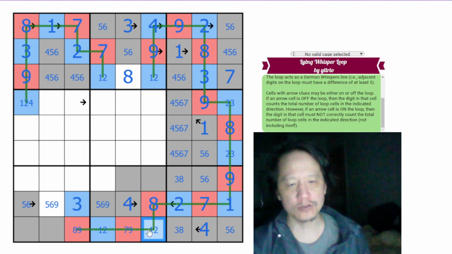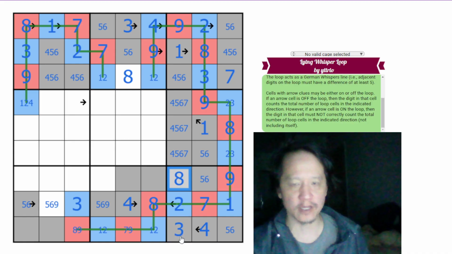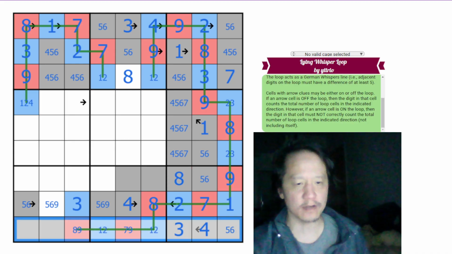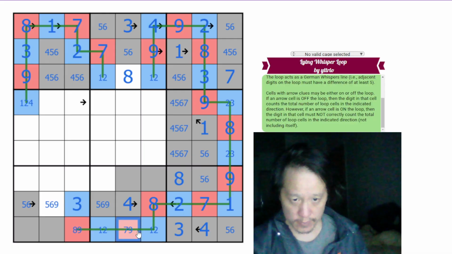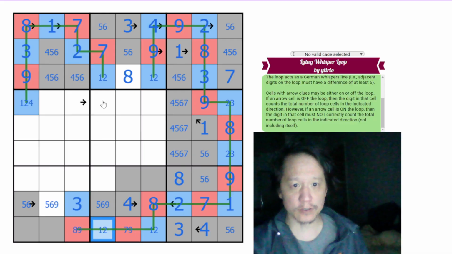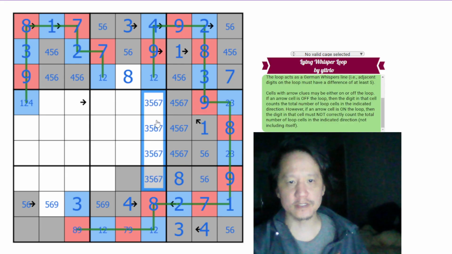So it's 1, 2, 1, 2, which means this has to be the 3, and this has to be the 8, because there's no other place for 3 in row 9. So you have 1, 2, 1, 2. So this cannot be 1, 2, 4, 8, or 9. So this is 3, 5, 6, and 7.